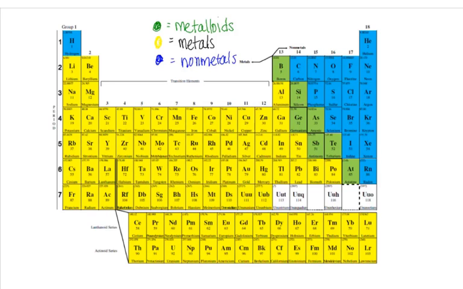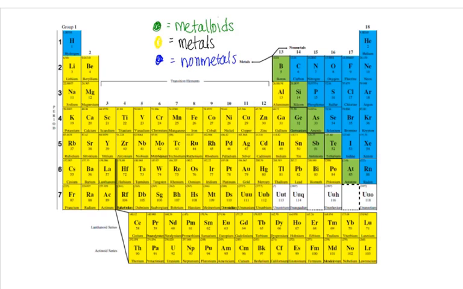The ones in blue are nonmetals. They are the second most abundant type of element. Remember, hydrogen is a nonmetal, though it lives with the metals. And then along the staircase are the metalloids. They're the ones in green. Now, the metalloids have properties of both metals and nonmetals, or some of their properties. But in terms of bonding, they're going to act like nonmetals.